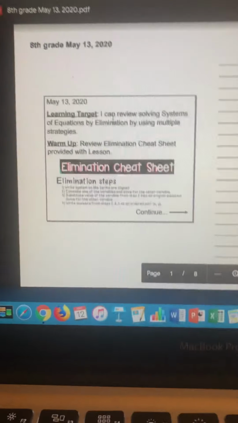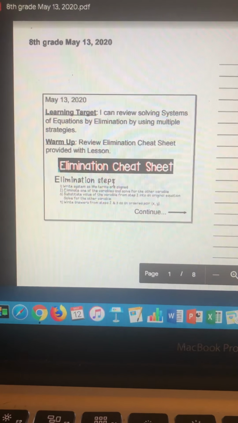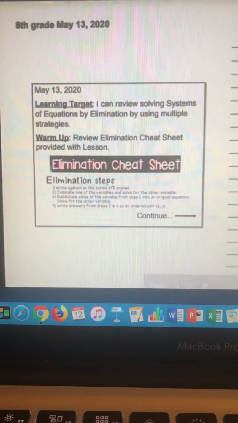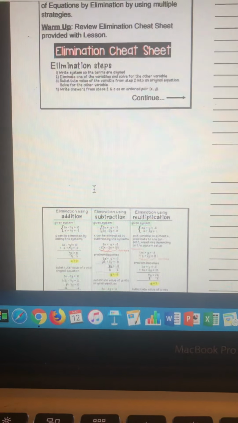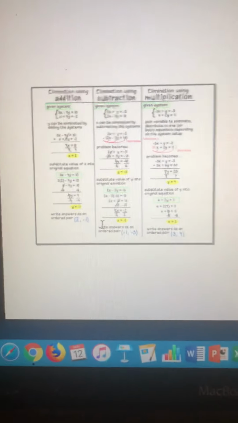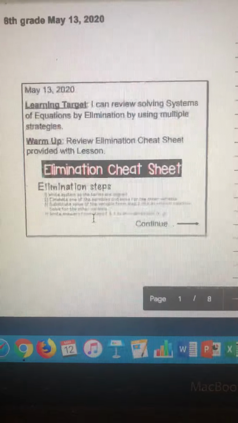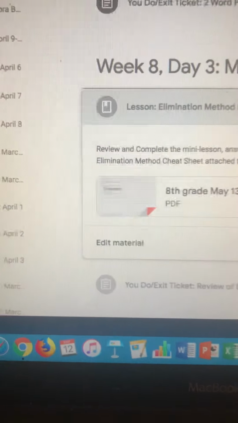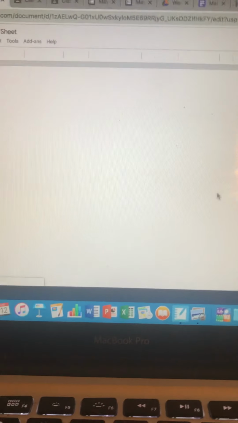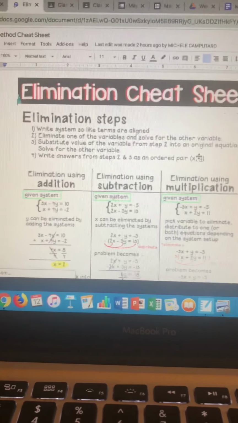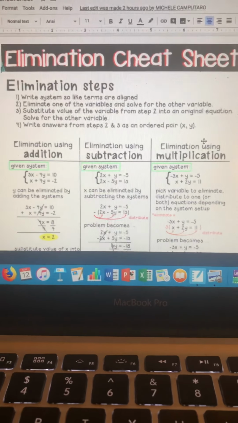Okay, all right, so for the warm-up, I want you to review the elimination cheat sheet. Now, this cheat sheet, if you're using your phone or even on a computer, is a little small to see. The reason I didn't expand it is because this cheat sheet is the second attachment to your lesson. If you click on it, you'll get the full version. So we're giving this to you just as a guide.